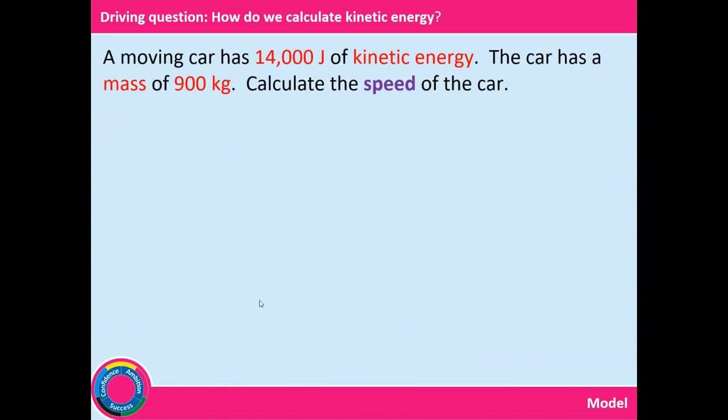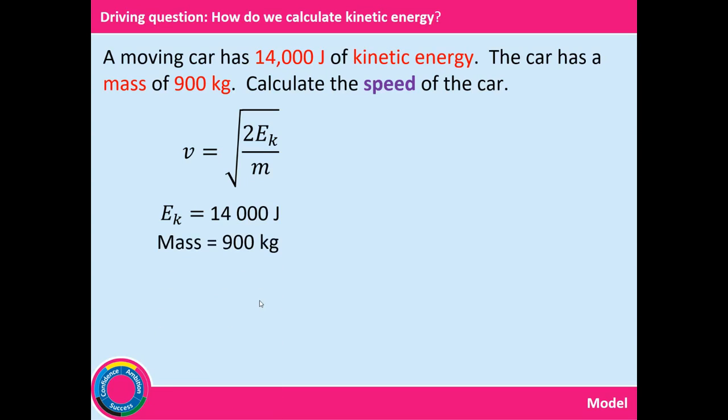Now, let's take an example. It says a moving car has 14,000 joules of kinetic energy. The car has a mass of 900 kilograms. Calculate the speed of the car. We just quote our equation from the previous slide. Now it's written in the form wherein v is on the left-hand side. So we know from the question our kinetic energy is 14,000 joules. Our mass is 900 kilograms.